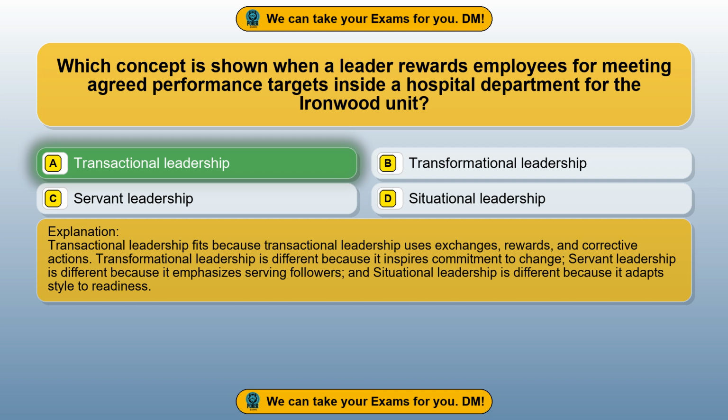Transactional leadership fits because transactional leadership uses exchanges, rewards, and corrective actions. Transformational leadership is different because it inspires commitment to change. Servant leadership is different because it emphasizes serving followers. And situational leadership is different because it adapts style to readiness.